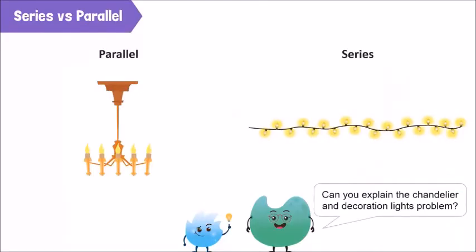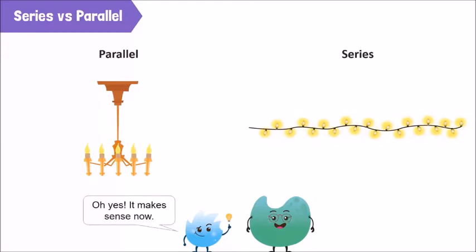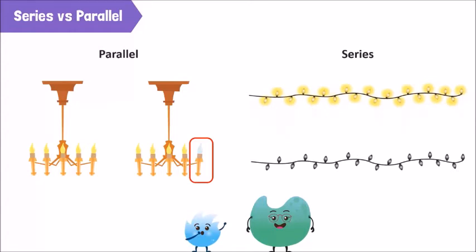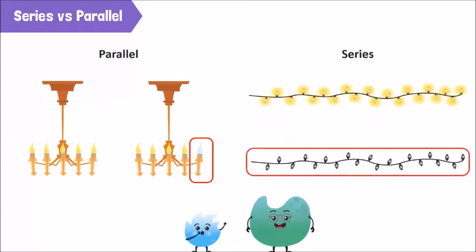Now, can you explain the chandelier and decoration lights problem you had earlier? Oh yes, it makes sense now. Only one bulb of the chandelier went out because it is connected in a parallel circuit. One broken bulb did not affect the current in the rest of the bulbs. But for the string of lights, all the bulbs went out because it is connected in series. One broken bulb will stop the flow of current to all the bulbs. Good job!